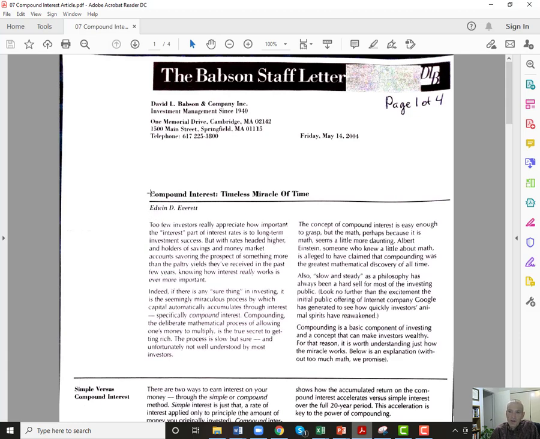Now, the next thing I want to do is this Babson staff letter. I actually got a book that has all of their staff letters. I always love their staff letters. This is a portfolio manager who would write an article. I used to do these articles at UTSA. We'd publish them on our website. They would actually mail these out.